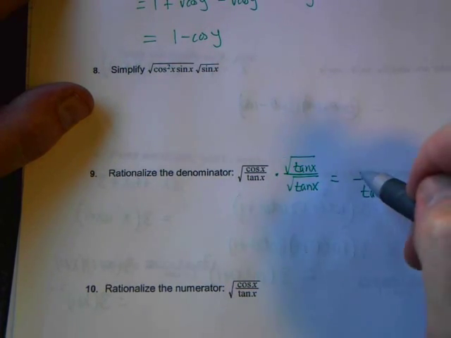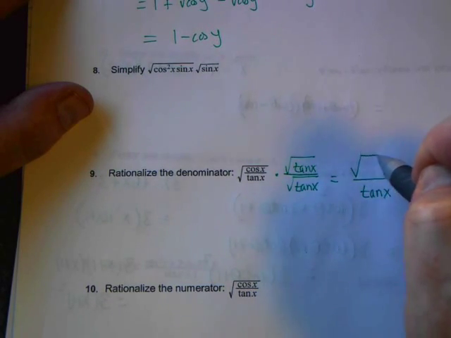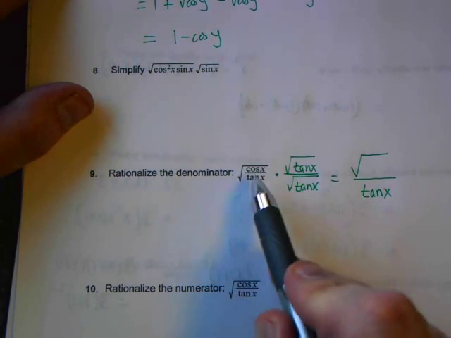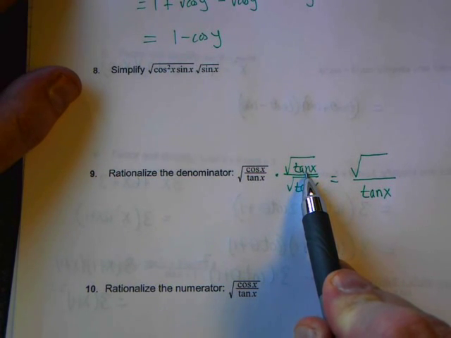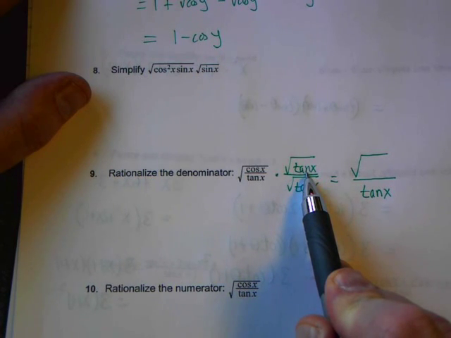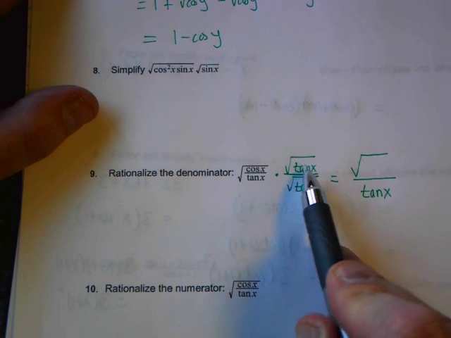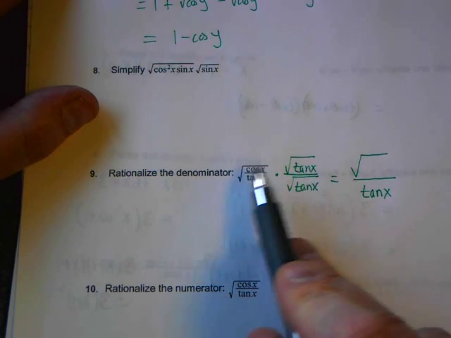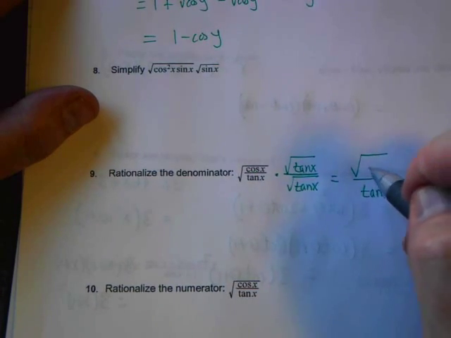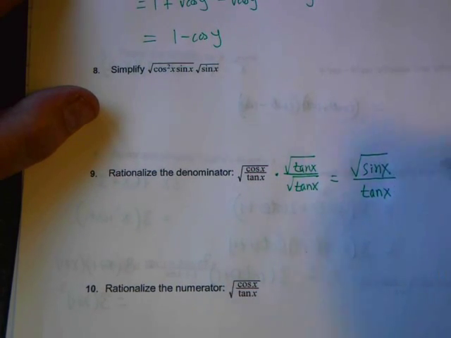On top, I would have cosine x times tangent x. What's cosine x times tangent x? Sine of x. Why is it sine of x? Because tangent is sine over cosine. So sine over cosine times the cosines would reduce. We would have sine of x left on top. Questions on that one?